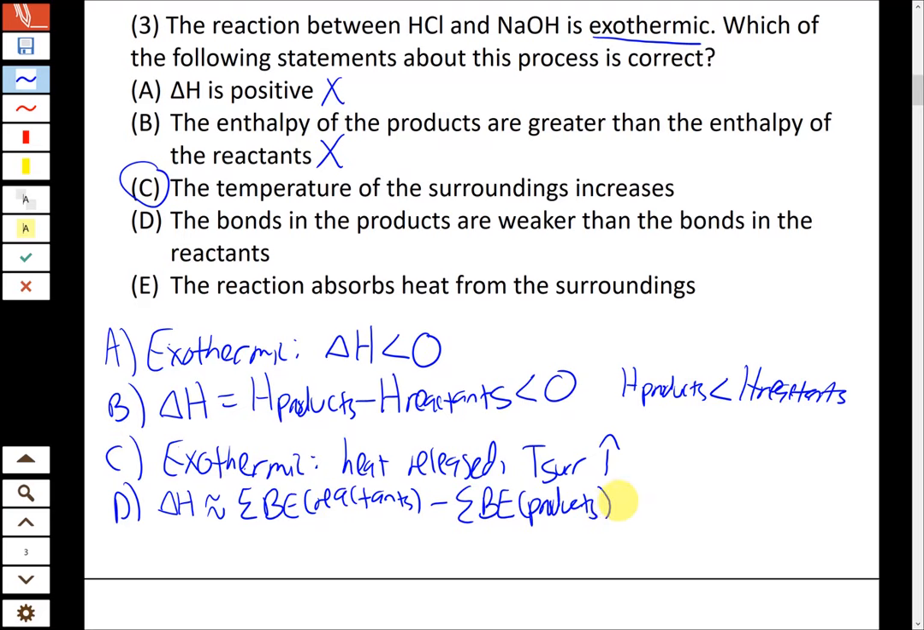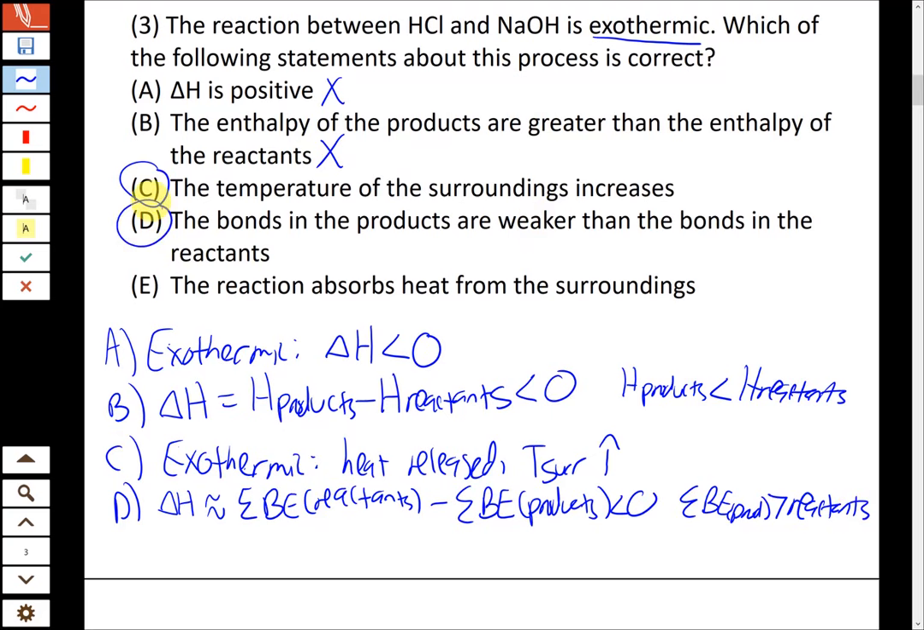In this case, it's reactants minus products when we're using bond energies. And so for an exothermic process, which is less than 0 for delta H, rearranging this, we see that the bond energies of the products have to be greater than the reactants. I'm not going to write the whole thing out. But in an exothermic reaction, you have stronger bonds on the product side than the reactant side. And again, this one is the opposite of what should be the case.